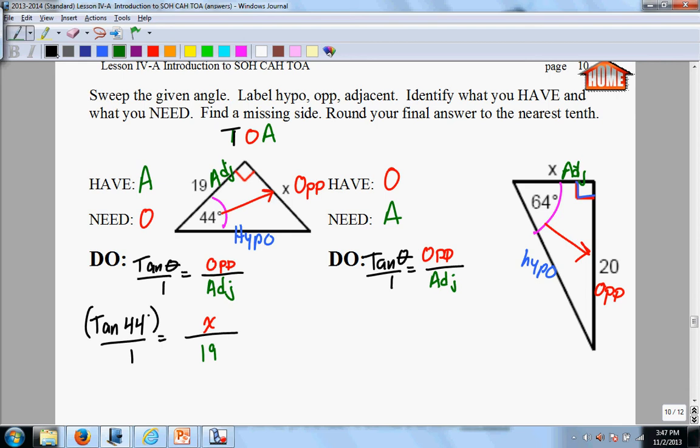Then you do circle plug chug. So you circle theta, you plug it in. Tangent of 64 degrees over 1 equals opposite, which in this case is 20, over adjacent, which in this case is x. Cross multiply, isolate x, then get your calculators out.